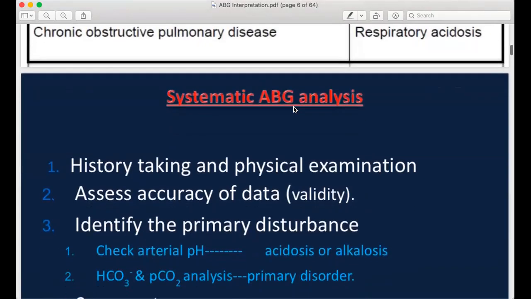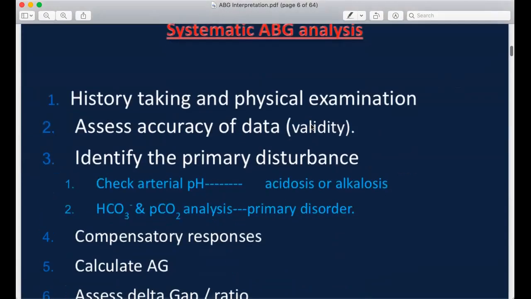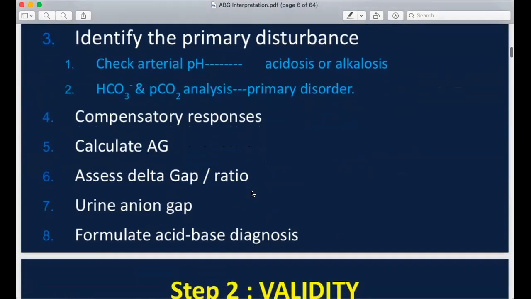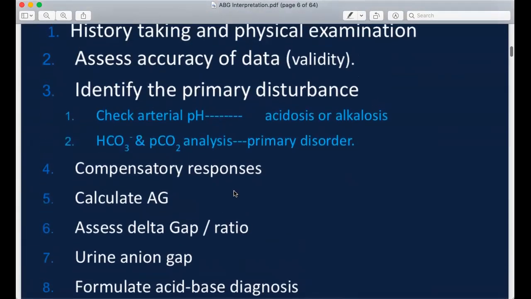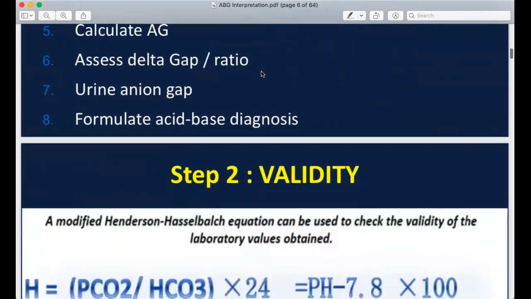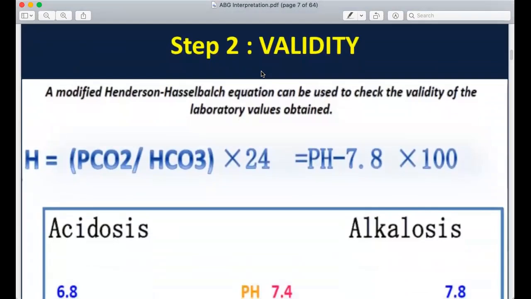Now, again, the first thing for systematic ABG analysis, all of those steps will just keep reminding you what you need to do. The next part was finding out the accuracy of the data, whether it is valid or not, and how you are going to do that. This equation is very important, and you have to remember it. What is that? How you find the proton value by the Henderson-Hasselbalch equation: PCO2 divided by HCO3 multiplied by 24 is equal to pH minus 7.8 multiplied by 100.